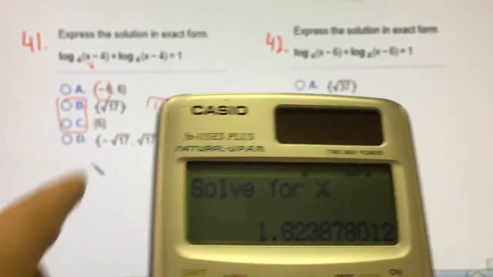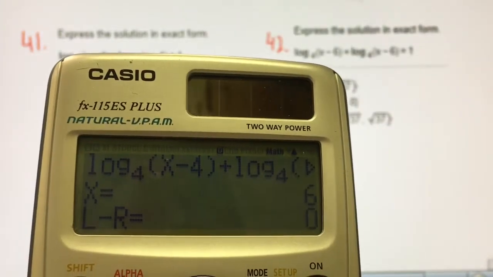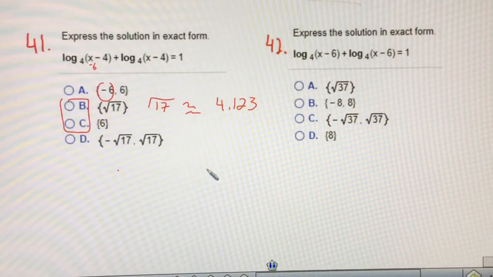And it's asking me to guess. I'm going to guess 6. If 6 isn't right, it'll kick out 4.123. So now you can hit the equals for all I care. Oh, 6 is the right answer. Choice C. Same process for this one.